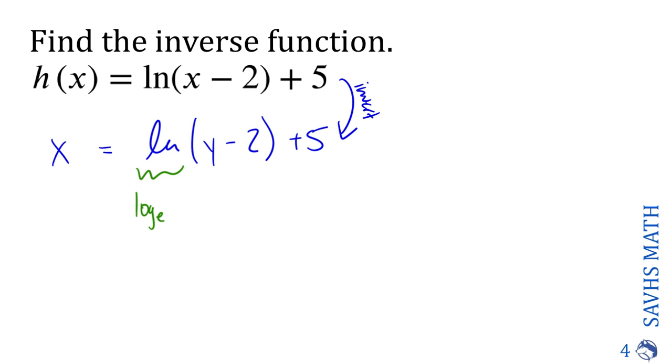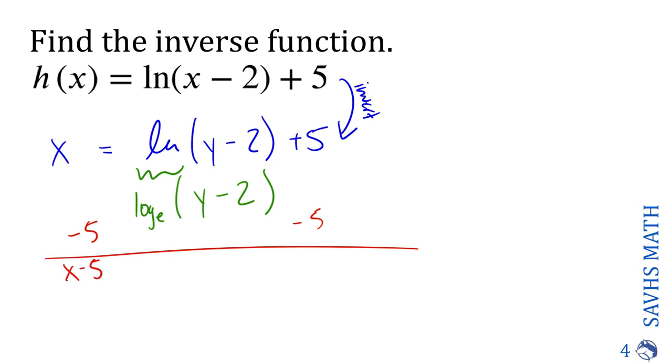e. And so of whatever this stuff is, y minus 2. Okay. And so, yes, it is log base e, but I'm just going to write it as ln because I want to remember that it is ln. It is log base e, but that's not how we write it. We just write what's in blue. So what I have to do to get rid of the stuff around the y is subtract 5 from both sides. So I get x minus 5 equals ln of y minus 2.